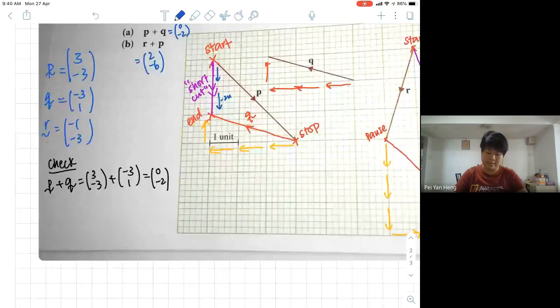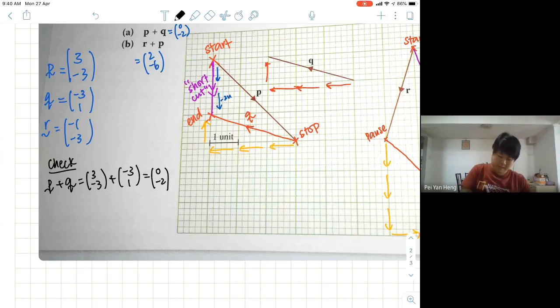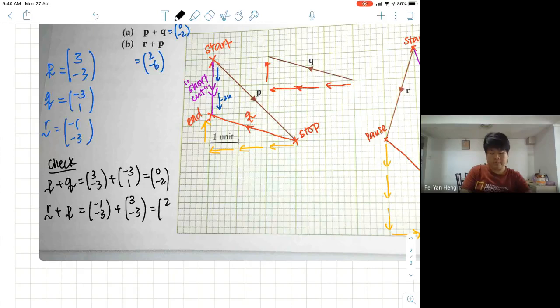Okay, so we check again using the column vectors that we know. So we have vector R plus vector P. Vector R is (-1, -3). And then you add with P, which is (3, -3). You will get, so -1 plus 3, you get 2, which is what we have. Okay, and then -3 plus -3, we get -6. Okay, which is actually the answer.